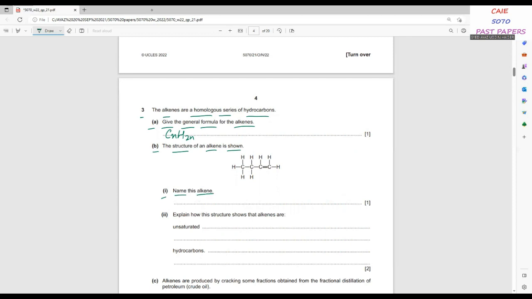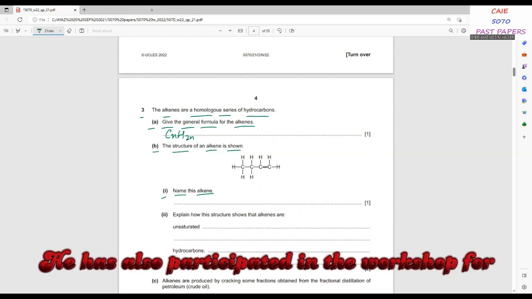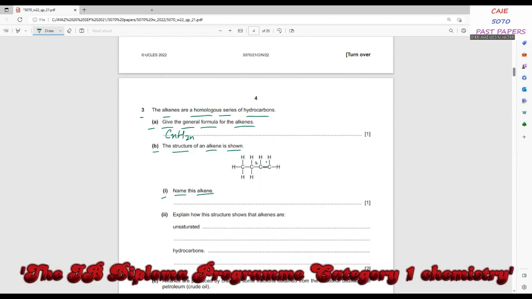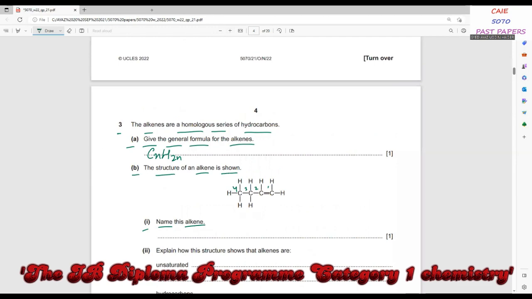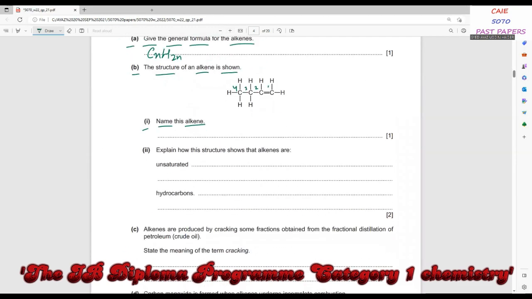Now, alkene contains carbon-carbon double bond. If you look at the position of carbon-carbon double bond, it's the position number 1. Start counting the carbon atoms, and you will start counting from the carbon which contains carbon-carbon double bond. 1, 2, 3, 4. So you can write but-1-ene or butene.